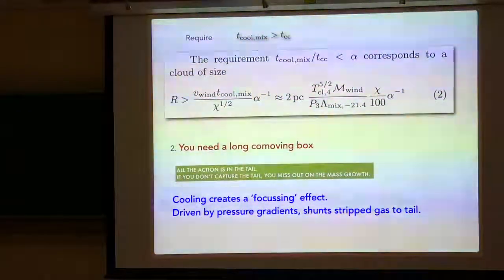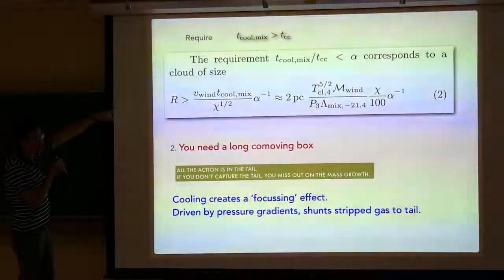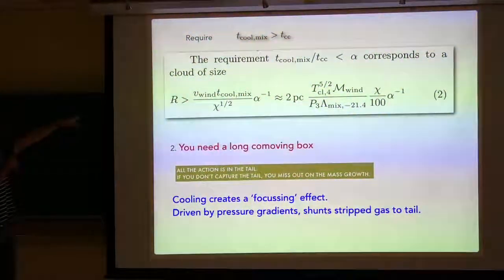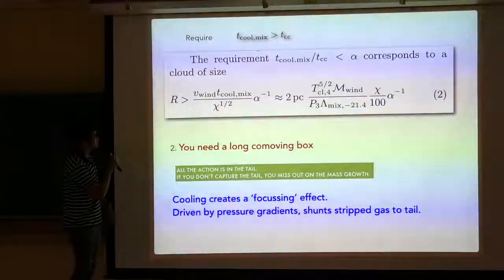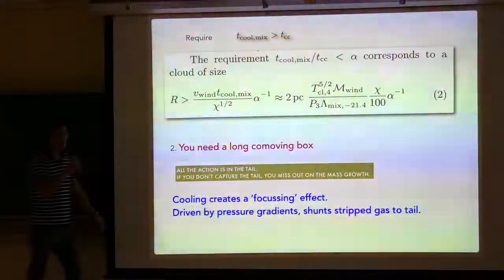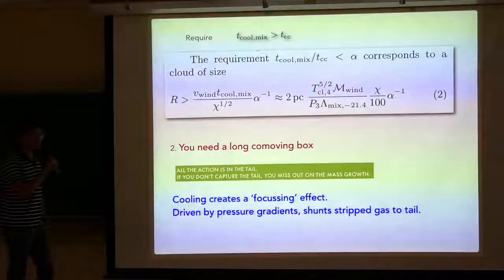And so, if the cooling time of the mixed gas is, the sign of this inequality is wrong, if the cooling time of the mixed gas is shorter than the Kelvin-Helmholtz time, that means that when you supply mixed gas, it immediately cools, right? Then you won't destroy your cloud, but you'll add mass to your cloud. And so this requirement corresponds to a constraint on the size of the cloud, right? And you can just go through the numbers, and it's not that big.